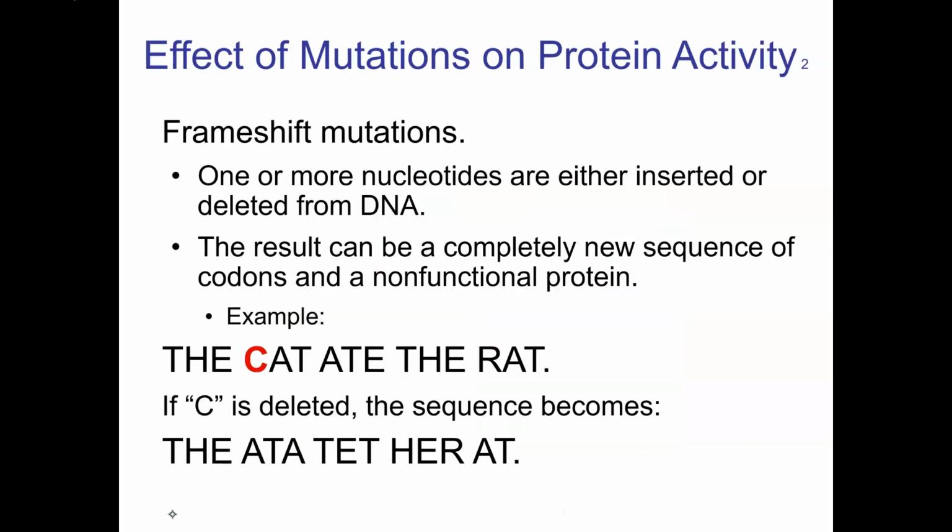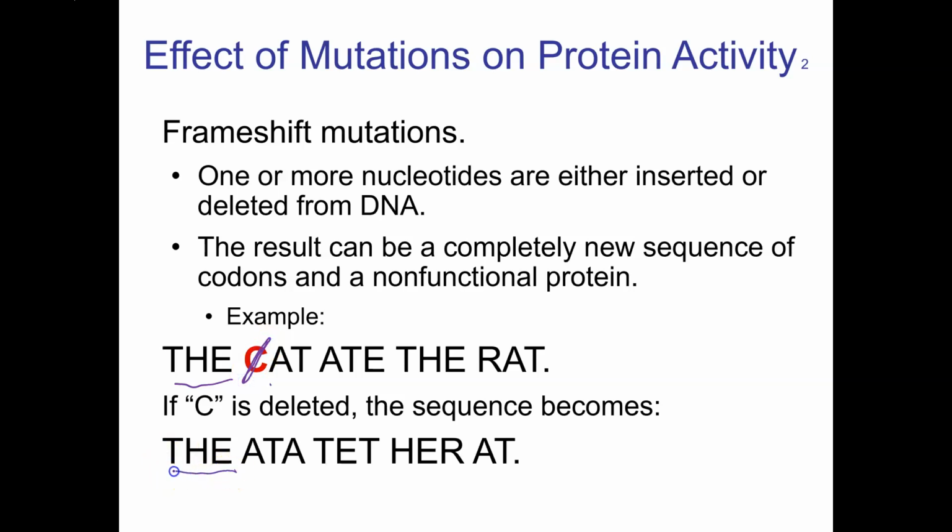Frameshift mutations then differ in that you are either inserting or deleting DNA. And again, this could be induced or spontaneous. The result that occurs is either a completely non-functional protein or a very differently functional protein. So I always use the sentence, the cat ate the rat. It's the easiest way to explain it. We read our DNA in 3 nucleotides, right? So the cat ate the rat is a sentence that we all can understand. So let's just take out the C. We're taking the C away.